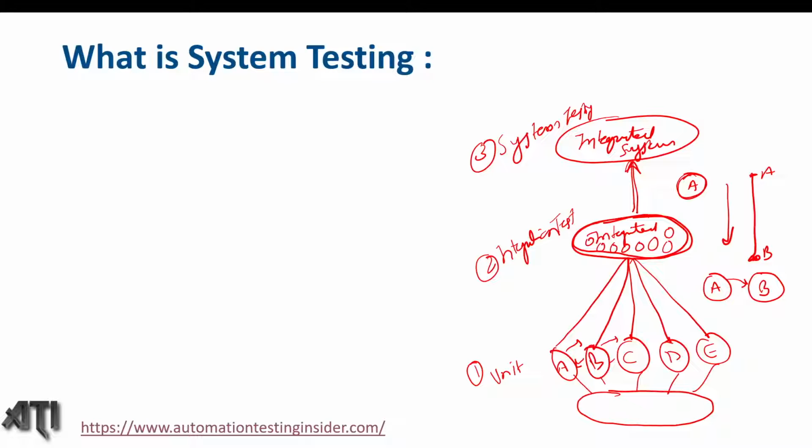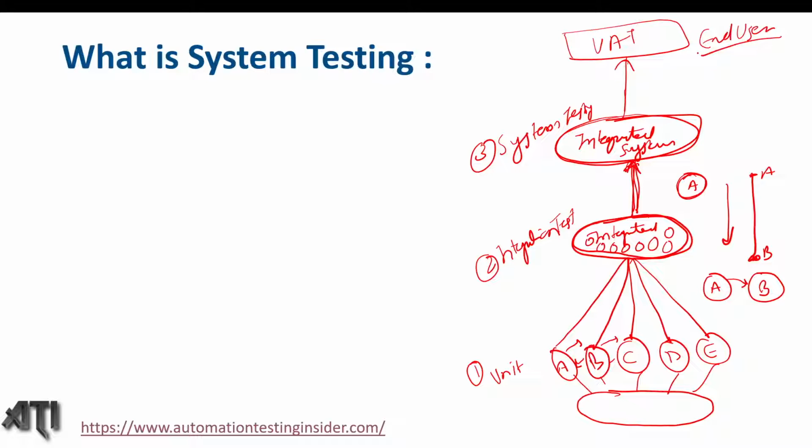Another difference between system testing and end-to-end testing is that we perform system testing after the integration testing. Here you can see after the integration testing we perform system testing, and end-to-end testing is performed as part of system testing only. So these are the differences between system testing and end-to-end testing. And the fourth level will be UAT, which will be done by the end user.